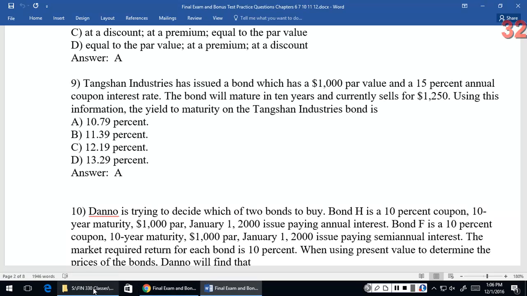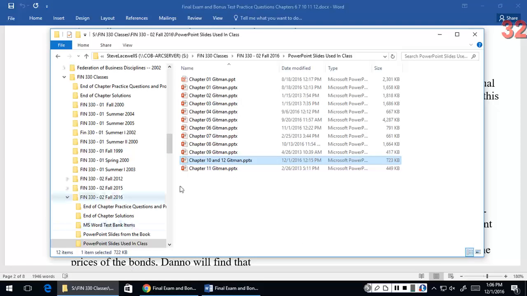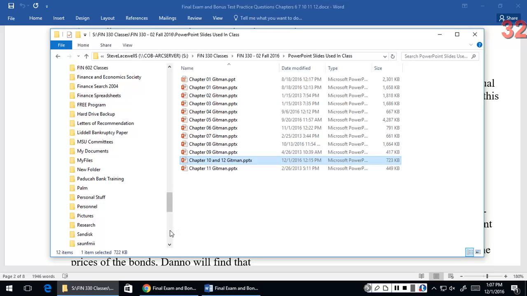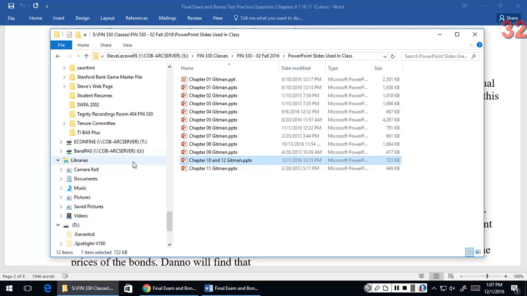Which seems to have disappeared. Let me find it again real quick.